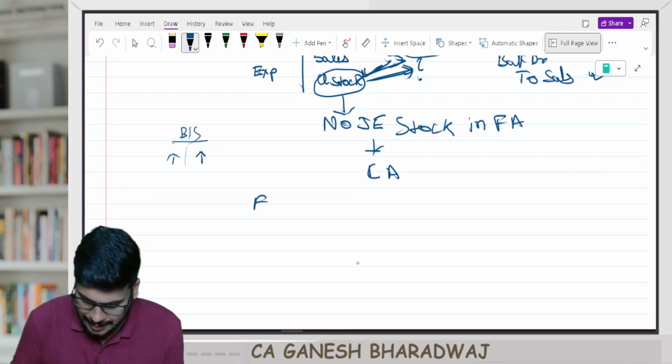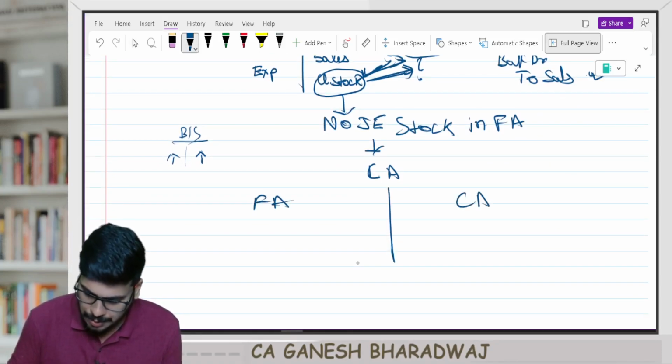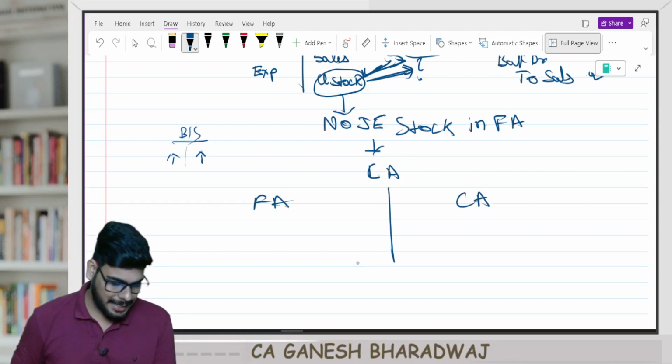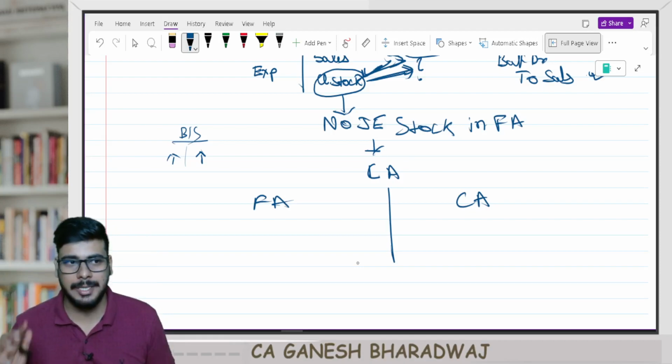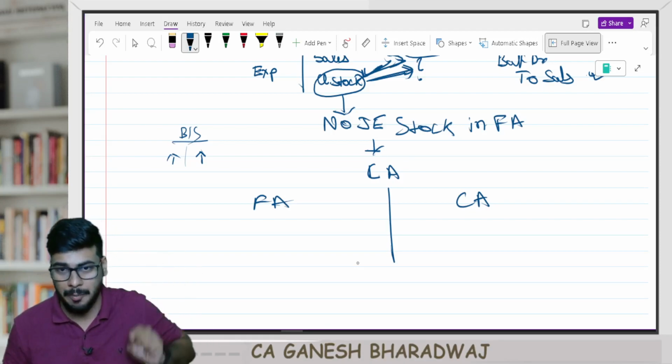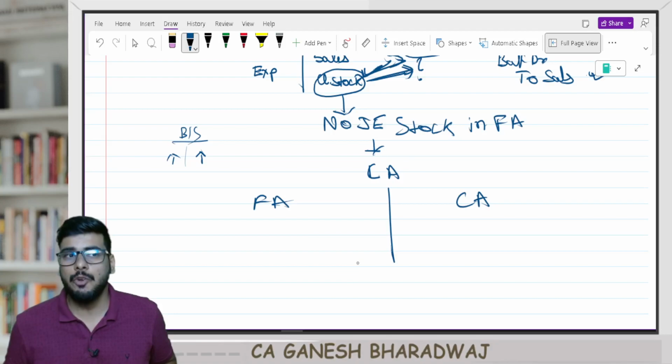Now let us see the difference between financial accounts and cost accounts. Let us say I am purchasing a raw material. Guys, come on, patiently listen. I'm purchasing a raw material. Will you pass a journal entry in financial accounts? Yes or no, whatever it is. Yes. What will be the entry?